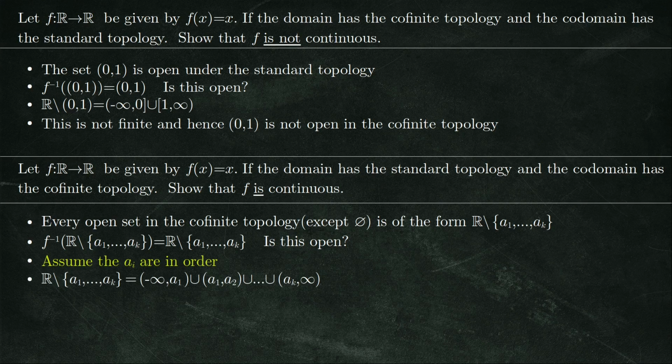Okay, so the complement is equal to the union of all these open intervals. And the union of open intervals is open. And because this R complement a_1 to a_k is the general form of an open set, we've shown that the pre-image of any open set is open, and therefore f is continuous.